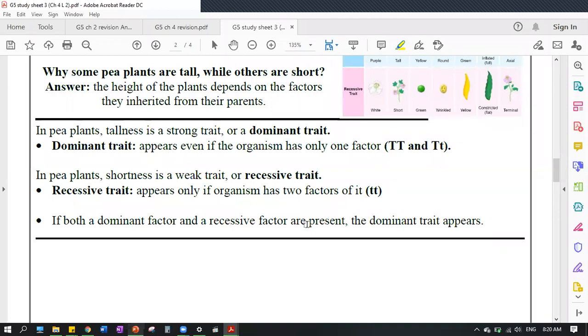So we have two types of traits. We have the dominant trait, which is the stronger one, exactly, the one that appears the most, like tallness in this case, and the recessive trait, which appears only if no dominant factor is there, because every person has two factors or two traits.